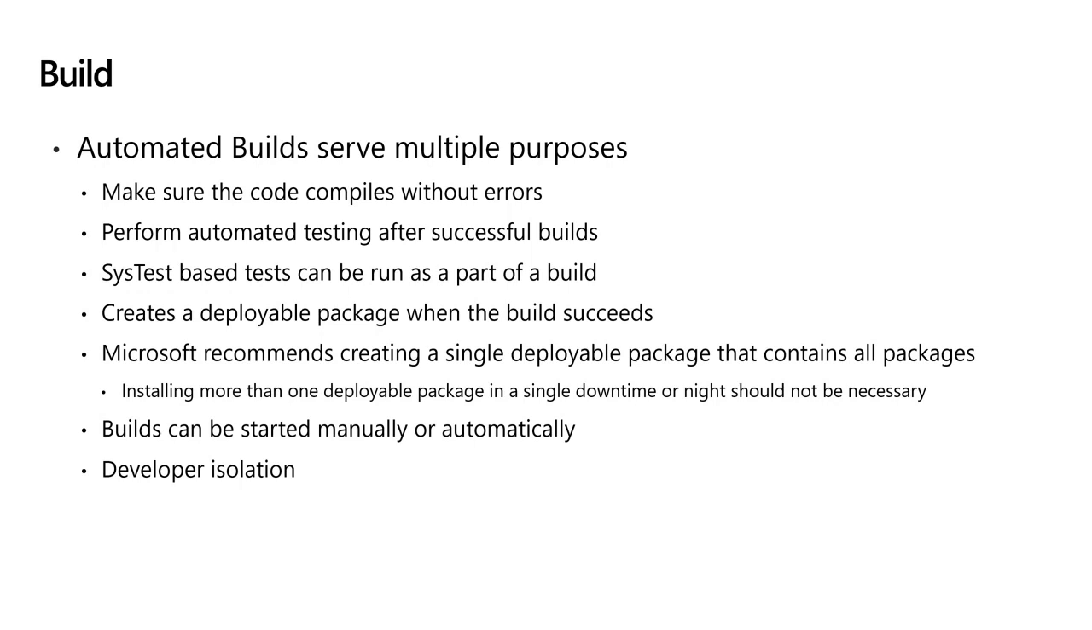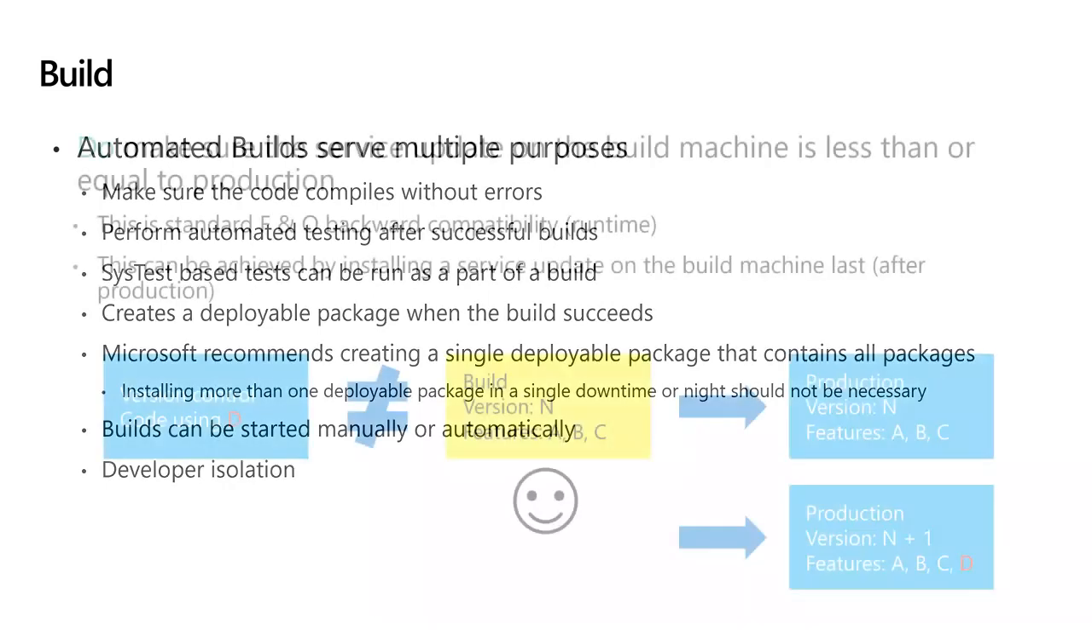Builds can be started manually or automatically, and the other great thing about using a build machine is developer isolation. The build machine is a clean environment. It doesn't have anything extra on it. It only takes the code out of DevOps, which gives you consistency, whereas a development machine might have some extra code sitting on it that was not checked in, but because it's on that machine, when you do a build, it would be included on a development machine. That is not the case on a build machine.